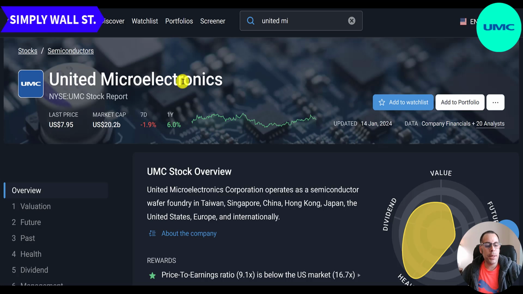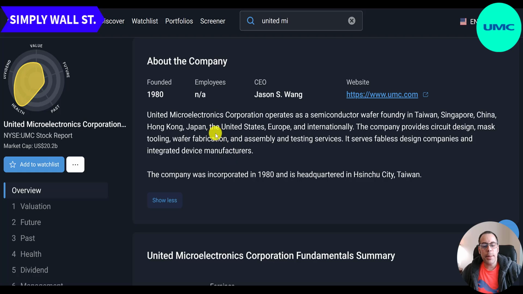Let's look at the company on Simply Wall Street. Its last price, $8, $20 billion market cap, down 2% in the past week, up 6% in the past year. Let's see what they say about the company.